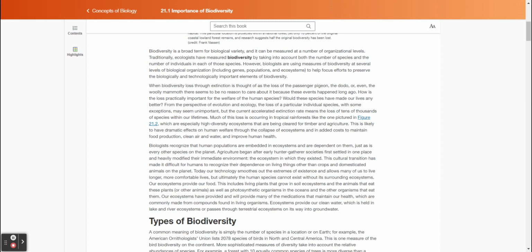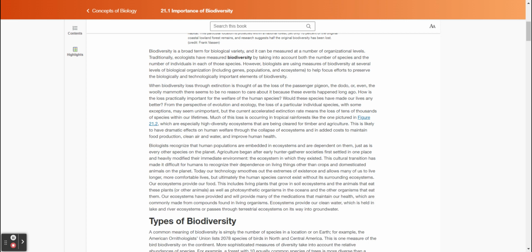When biodiversity loss through extinction is thought of as the loss of the passenger pigeon, the dodo, or even the woolly mammoth, there seems to be no reason to care about it because these events happened long ago. How is the loss practically important for the welfare of the human species? Would these species have made our lives any better?